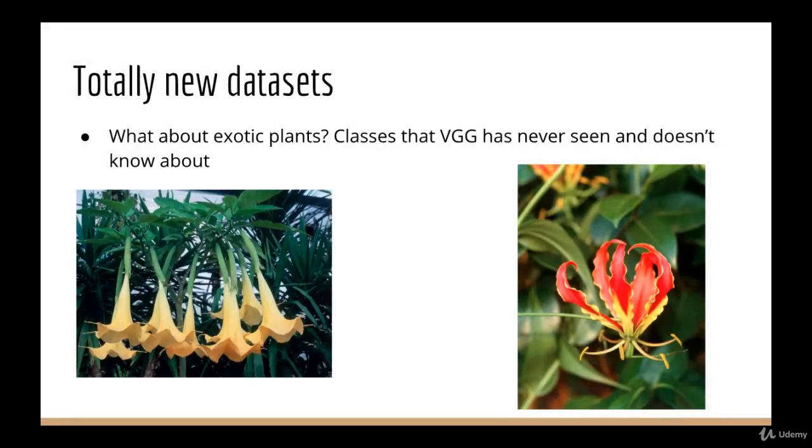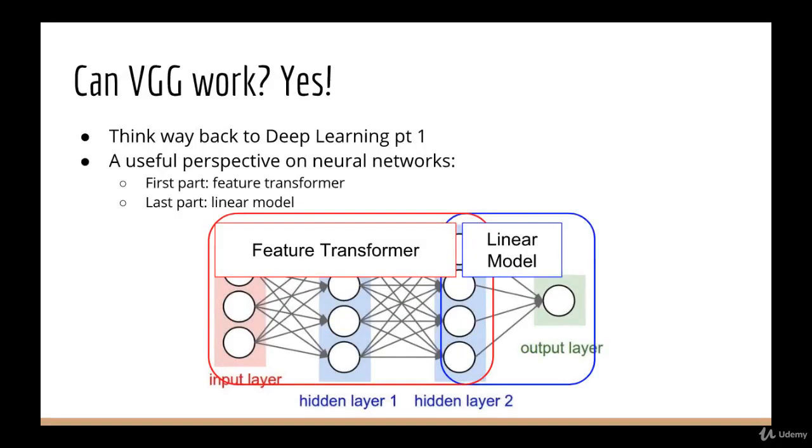Or suppose I have images that belong to classes that VGG has never seen. For example, I want to classify between different types of exotic plants. Is there a way we can make use of VGG weights for these tasks? And the answer is, of course, yes.